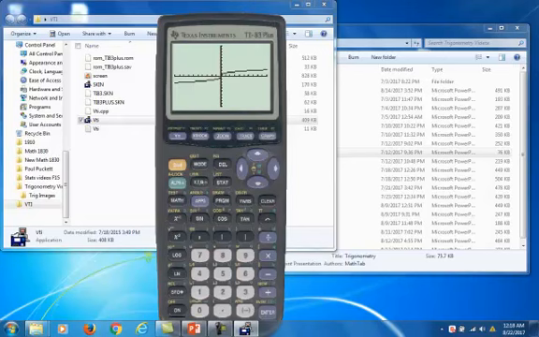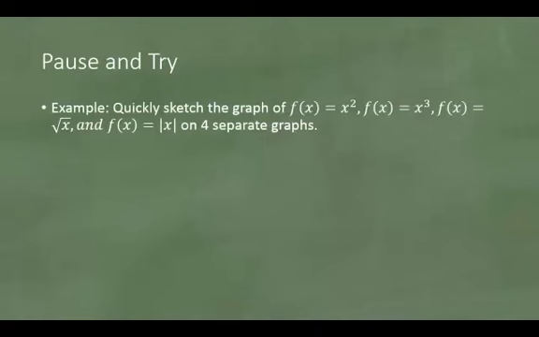That's it. If you have any questions about the calculator, make sure you ask. There's lots of things that you can do with the calculator. So now pause and try these on your own. Can you quickly sketch the graph of x squared? Remember, that's a parabola.